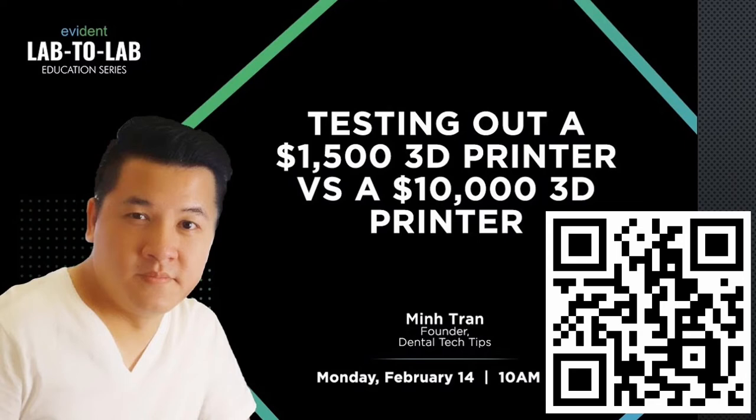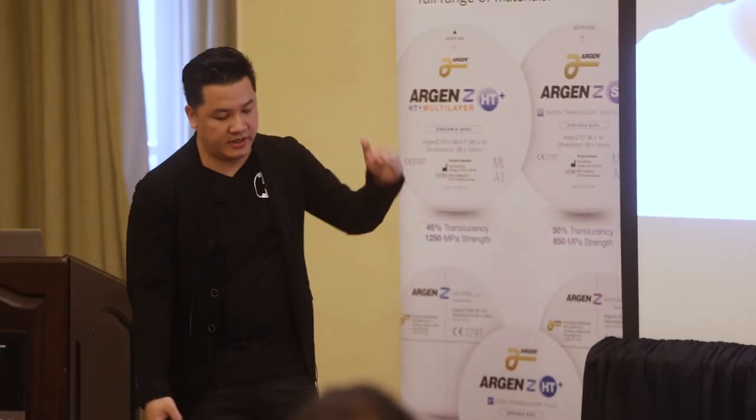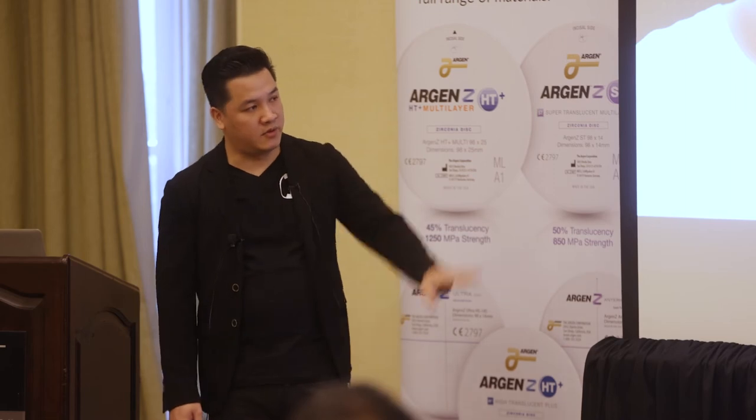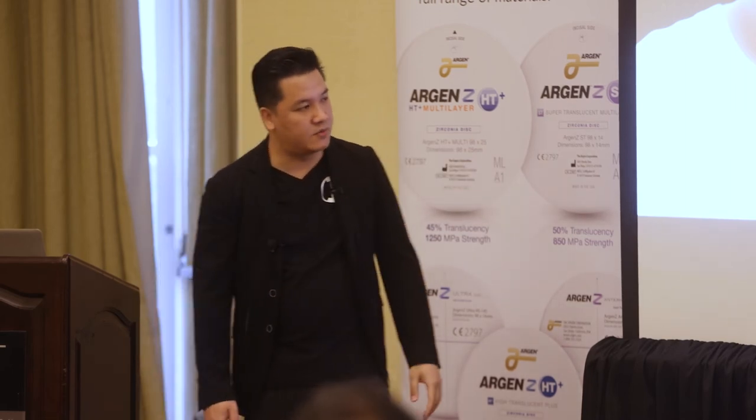And again, if you want to see, I did one with Evident as well, where we compared a $100 printer versus our $100,000 printers and the benefits at all those different price points. There's good printers at $100. There's good printers at $100,000. But it's not for everybody, right? We all have different business models. We all have different needs. So there's good printers at every price point. Get that QR code. You can watch that one as well.